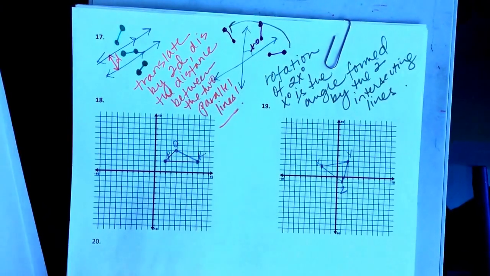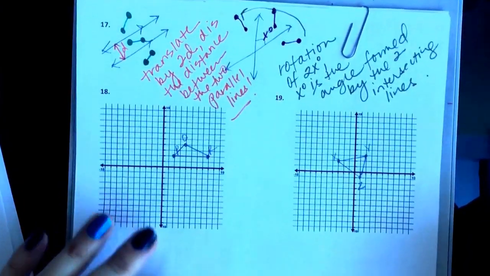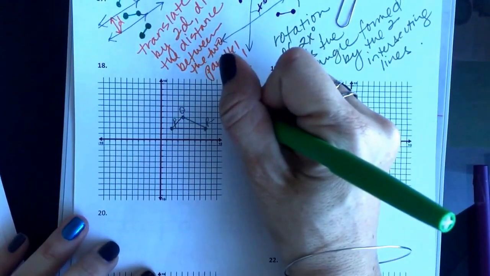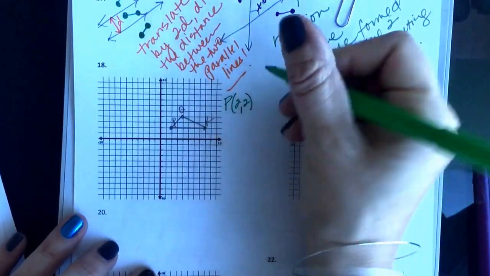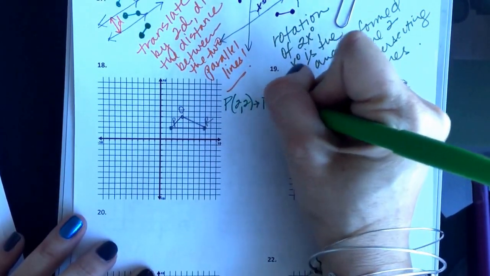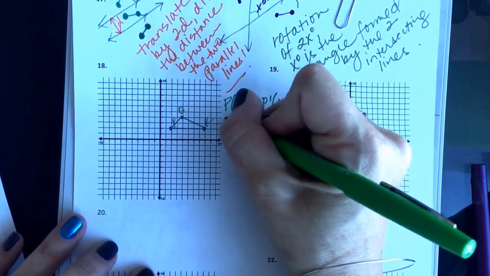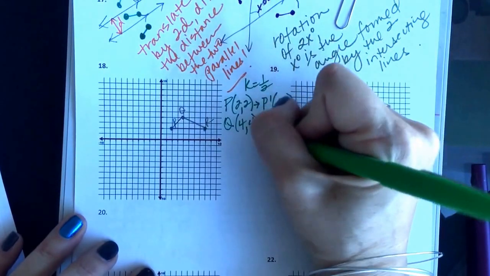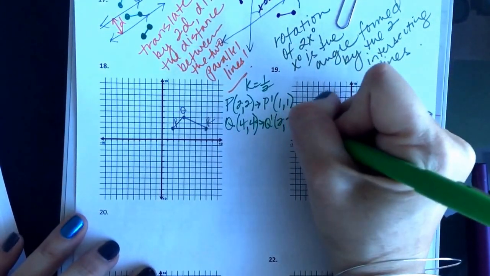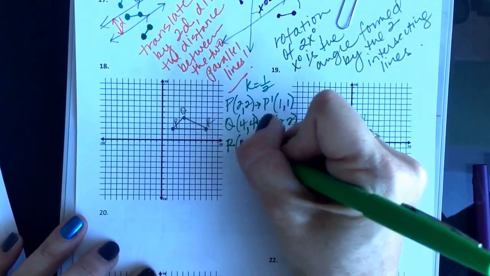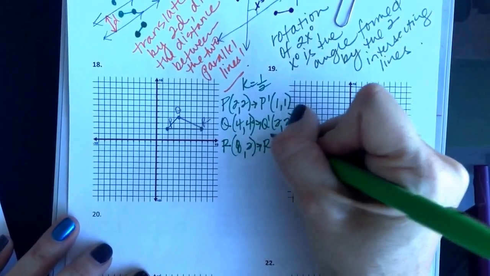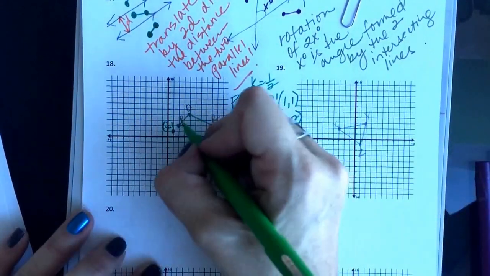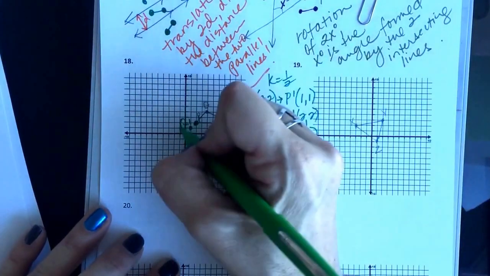Then we go on to number 18. In number 18, they want us to just change the size. 18 is a size change. P in 18 was 2, 2. The size change is a half. That's going to make P prime sit at 1, 1. Q is at 4, 4. The size change is a half, so Q prime is 2, 2. R is at 8, 2. Under a size change of a half, R prime is going to be at 4, 1. Oops, that was P.